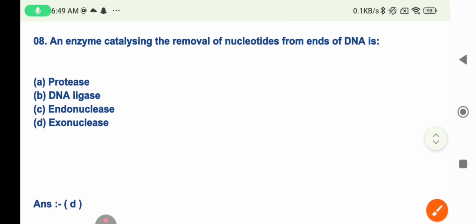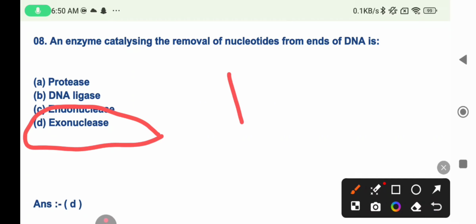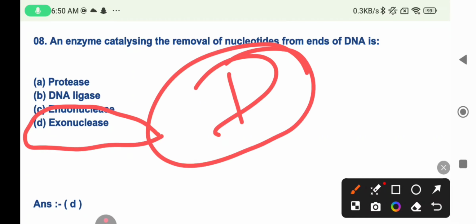Now move on to question number 8. An enzyme catalyzing the removal of nucleotides from the end of DNA is, and here the options: option A protease, option B DNA ligase, option C endonuclease, and option D exonuclease. And the correct answer is option D, exonuclease.